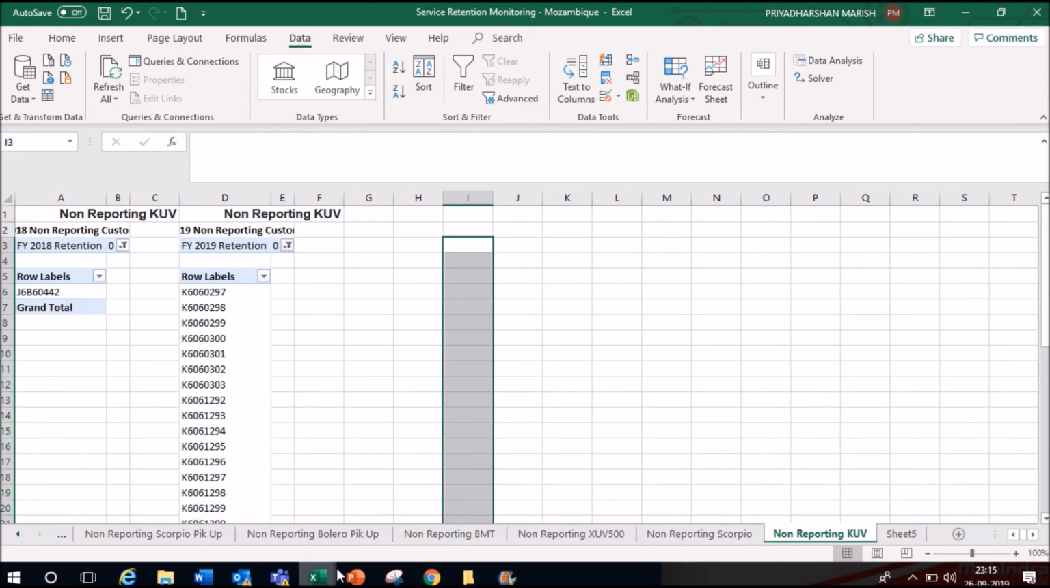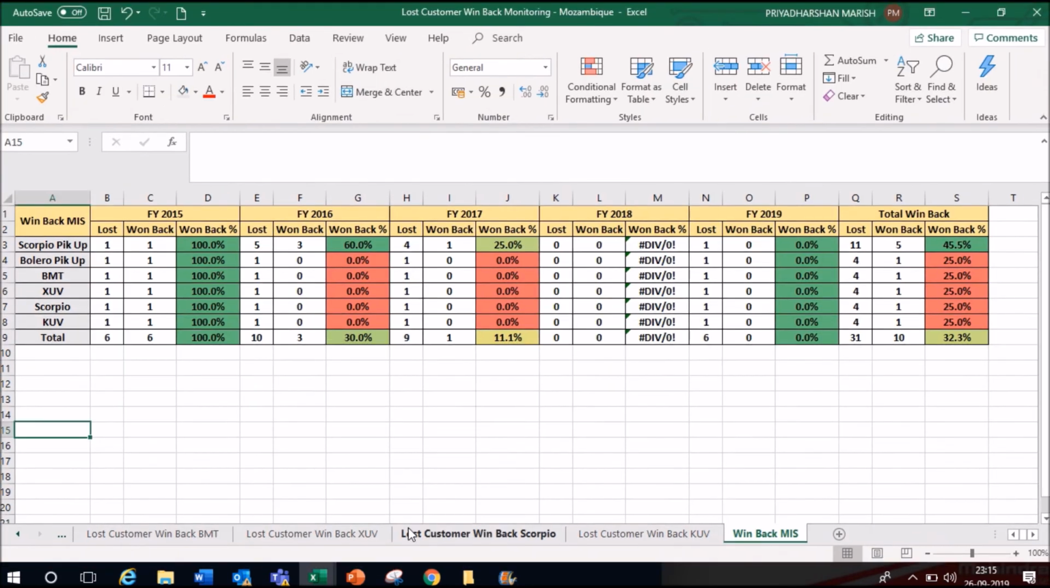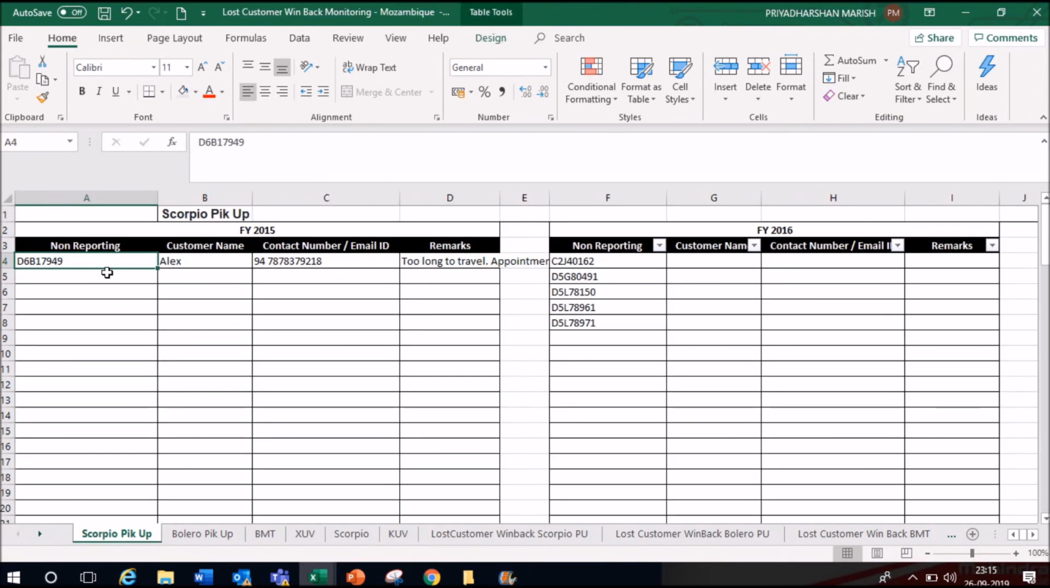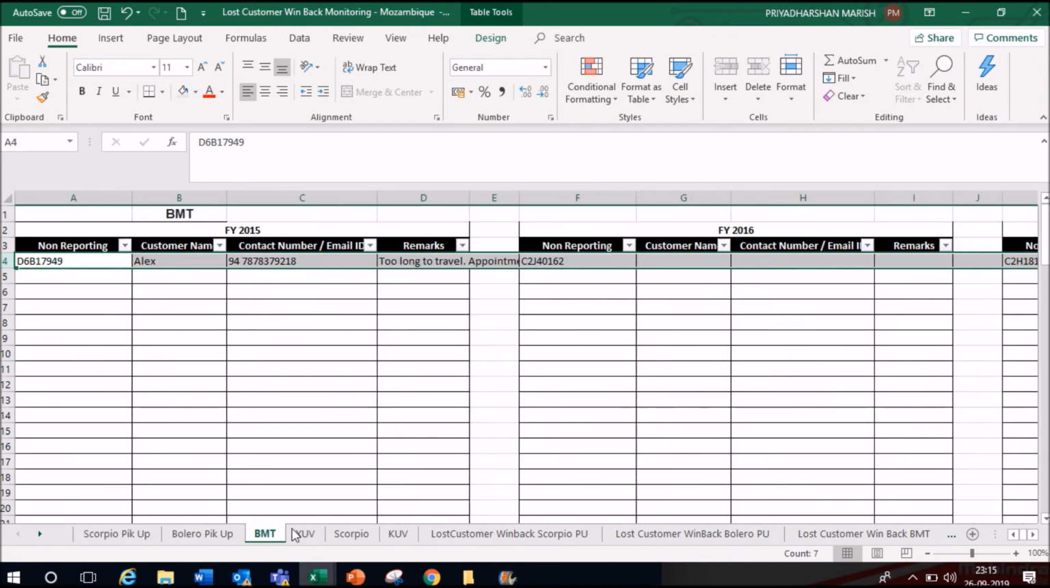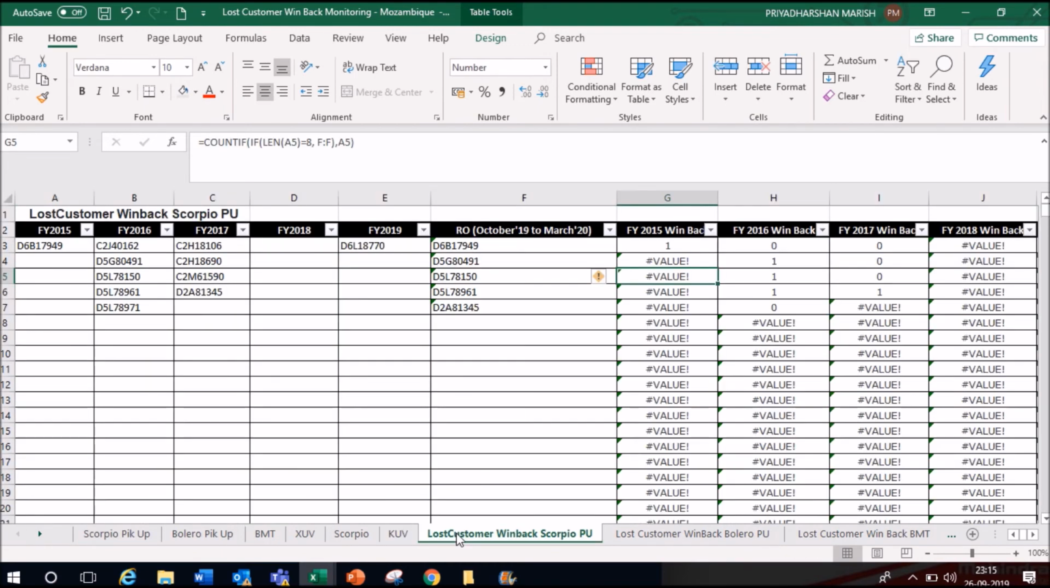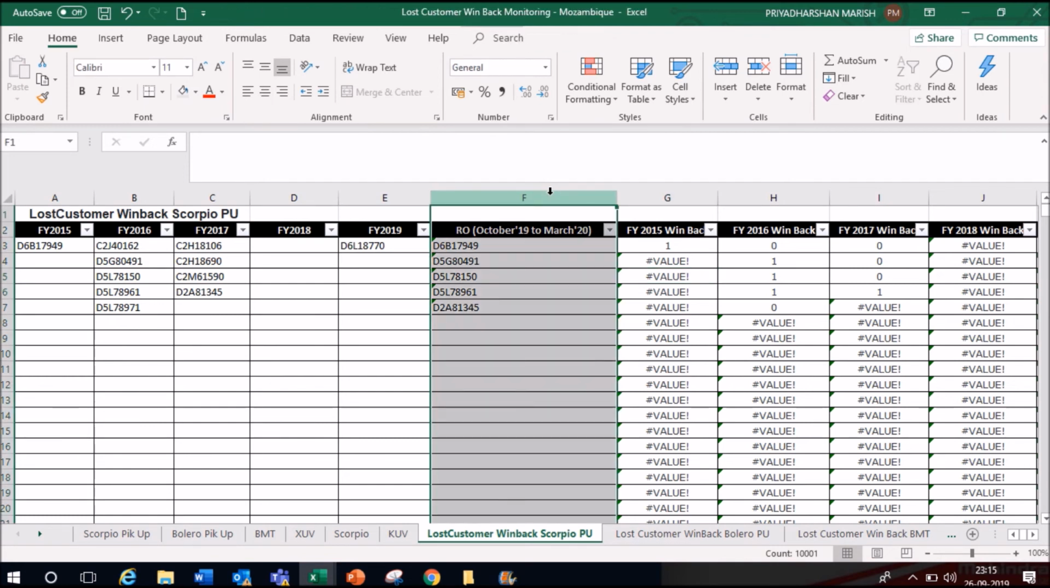Now these VIN numbers are the input for the next sheet, which is the lost customer win back monitoring sheet. The VIN numbers which you get from the retention file go into the win back non-reporting column. So just input the VIN numbers here. So you have the input sheets for the 6 models. You will have to input the VIN numbers, and you have the calculation files for the 6 models, wherein the VIN numbers would populate by themselves, and you will have to just fill in the repair order data like you had done in the retention file.